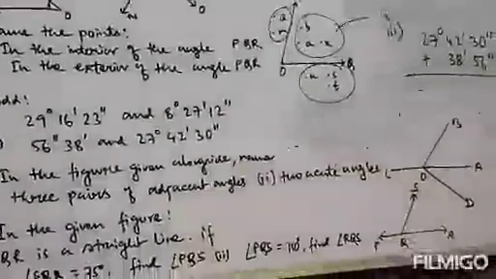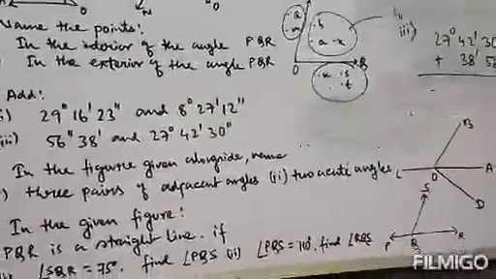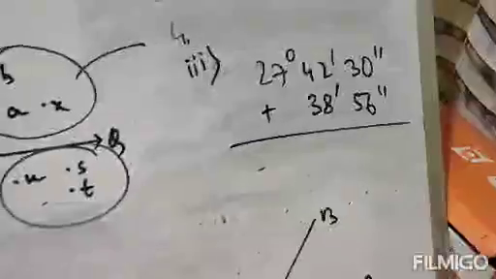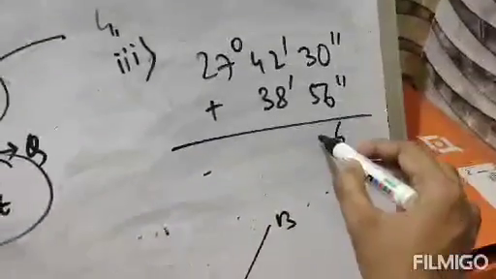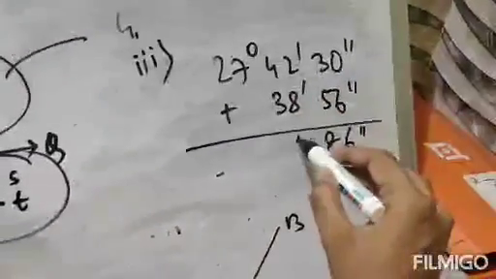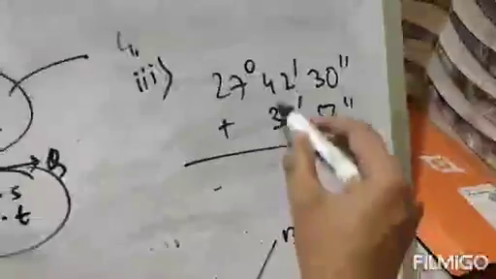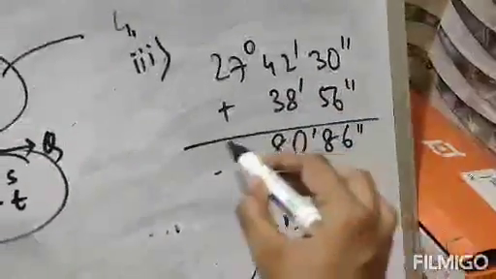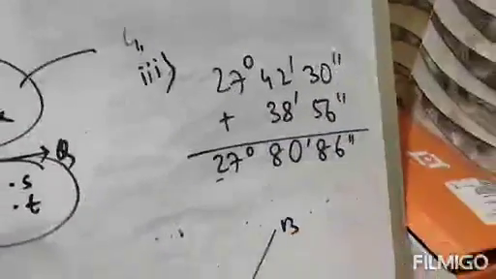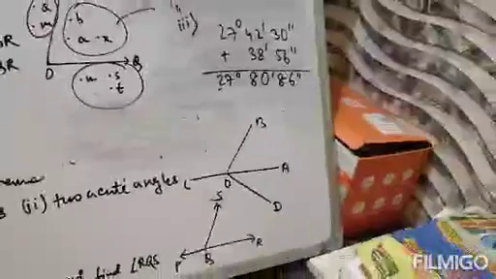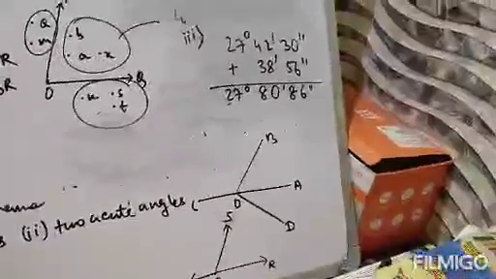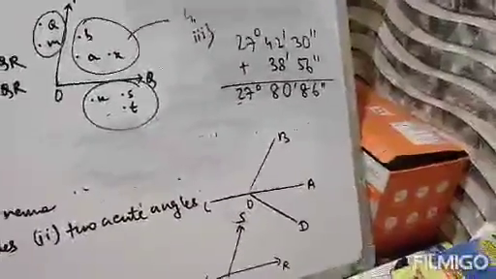So 27 degrees 42 minutes 30 seconds and 56 seconds 38 minutes. Now add. 6 plus 5 is 8, so 86 seconds. 8 plus 2 is 10, carry 1, 4 plus 3 is 7 and 1 is 8, so 80 minutes, 27 degrees.